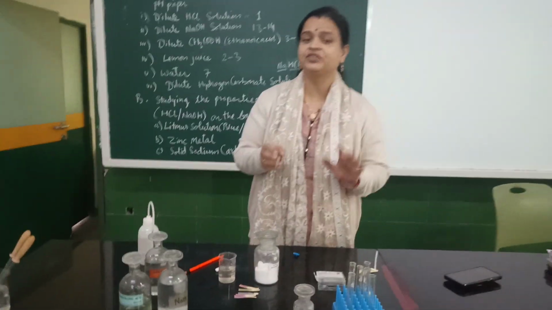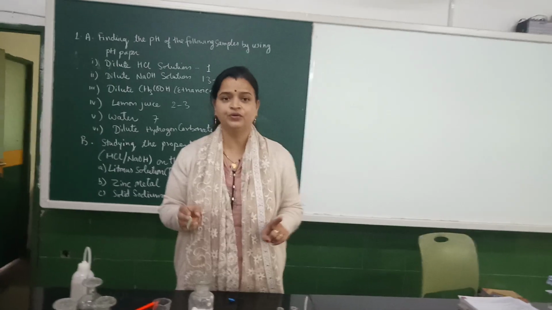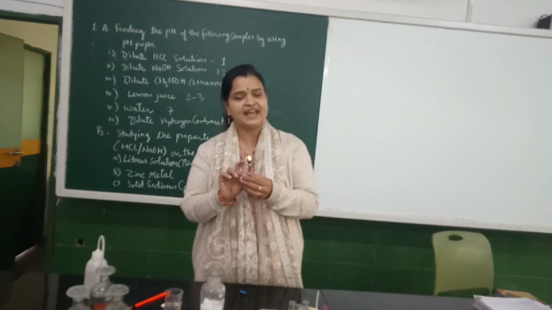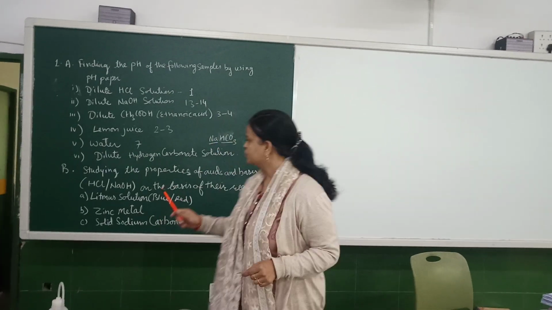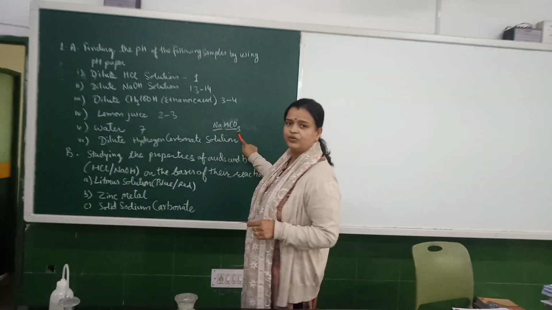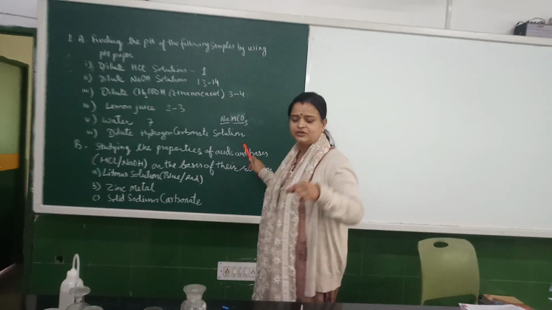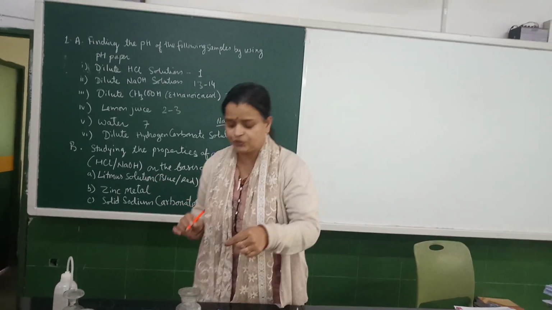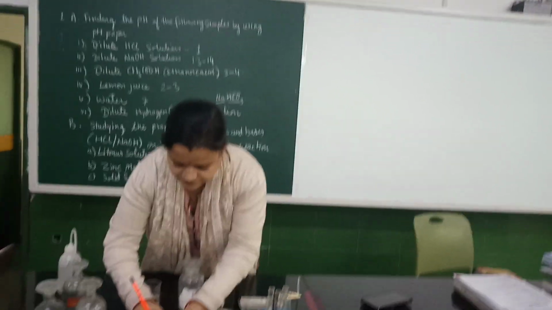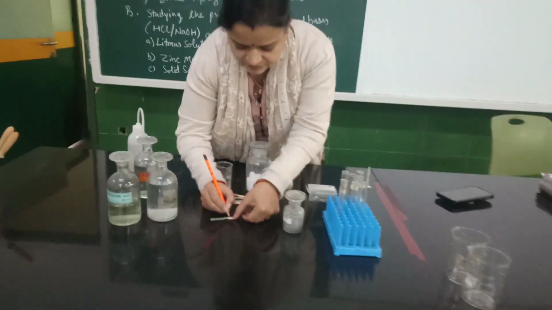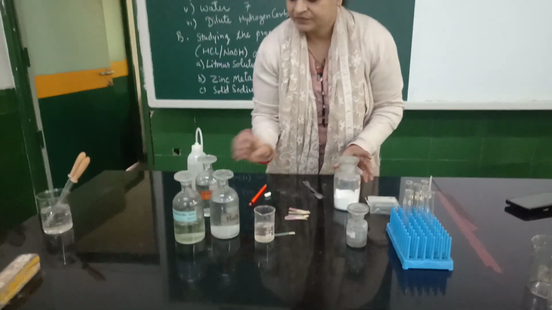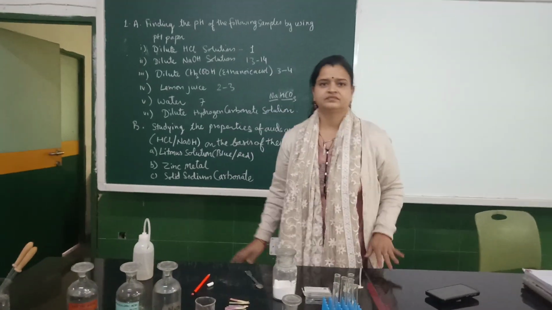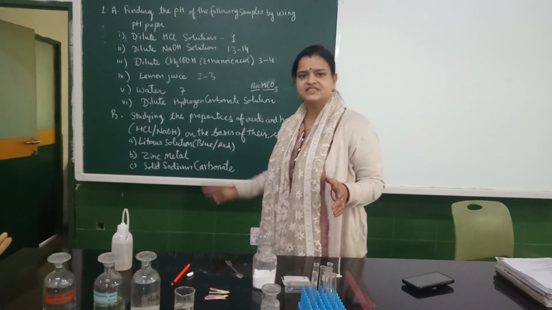So being a salt, it should be neutral, but all the salts are not neutral. It depends on their parent acid and base whether they will show acidic property or the basic property. So this sodium hydrogen carbonate is a basic salt. Okay, here is the pH of this, 8 to 9. I hope it is clear to all of you.